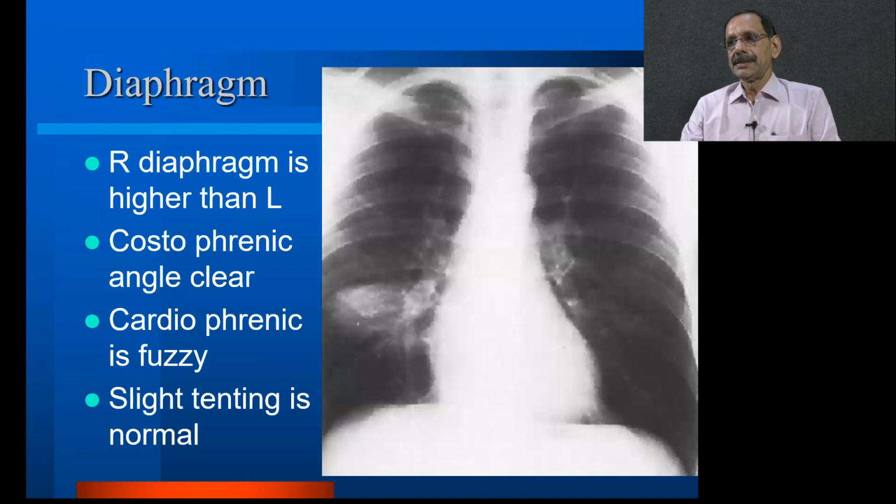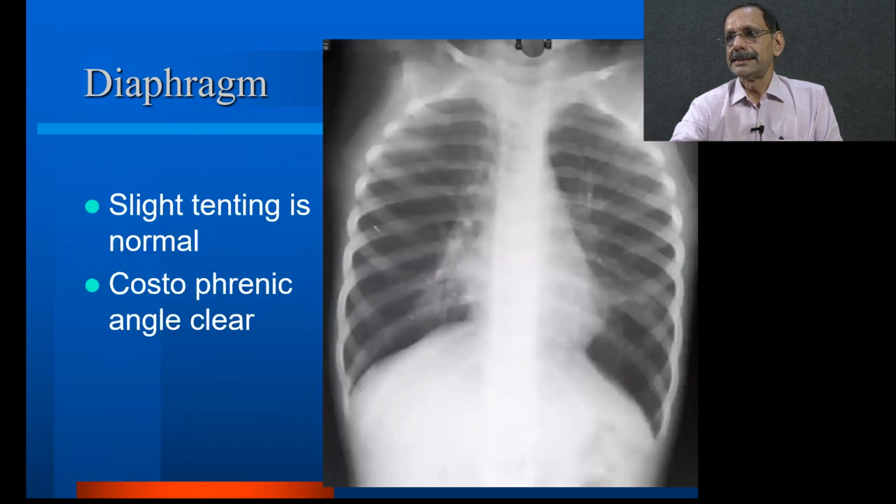Now diaphragm, this is a full inspiratory film, and that's why the diaphragm appears a bit flat. Usually diaphragm will be a little more rounded. So the right diaphragm will be slightly higher than the left diaphragm, and the costophrenic angles are clear, and the cardiophrenic angles, these two, will be a little fuzzy because of the little fat there that is protecting the heart, because it is a beating heart, so you need a cushion there. And see, it's a full inspiratory film.